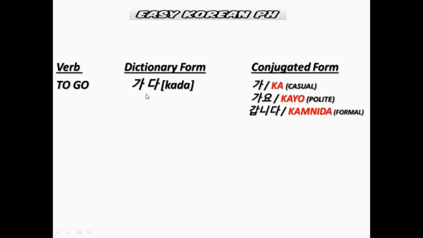Okay, now, the casual form of this verb is ka. Okay, ka. Polite form, for the Pamal, you have the kayo. Kayo. Okay, so that is the polite form. And then for the formal polite form naman, or the formal form, you have the kamnida. Kamnida. So, kada, dictionary form, if you're going to use this verb in a sentence or in a statement, casual form, ka. Polite form, kayo. And then the formal form, kamnida. Actually, same thought lang sila, same meaning. Pero different level of speech ending.